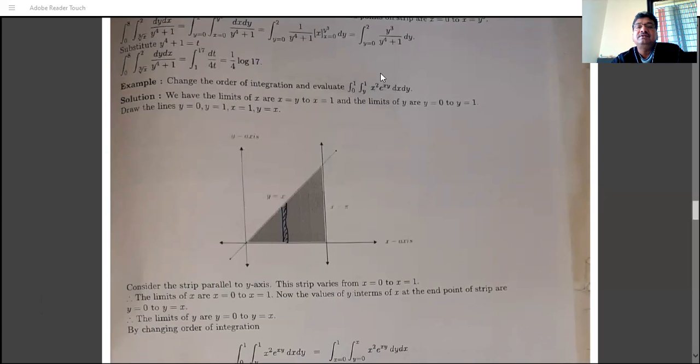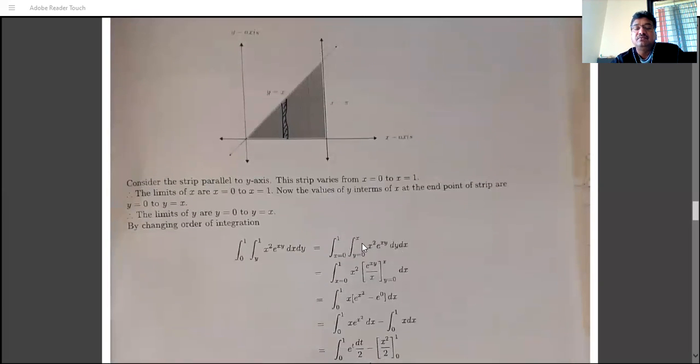And now this integration is equal to, in place of dx dy, we write dy dx, and x square e raised to x into y as it is. There is no change in the function in the integral. So the change is in the limits. So now first y runs from and x runs from. So write y is equal to and x is equal to.